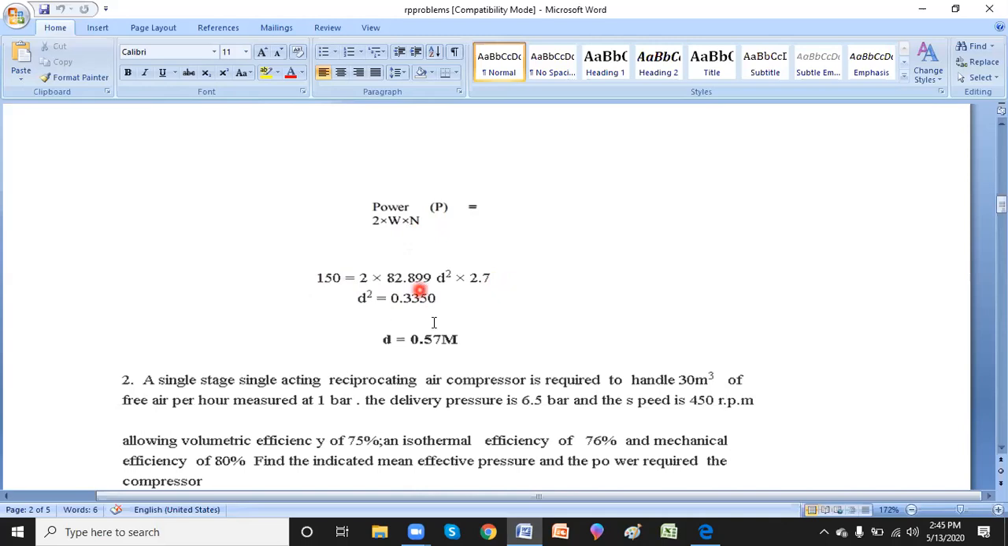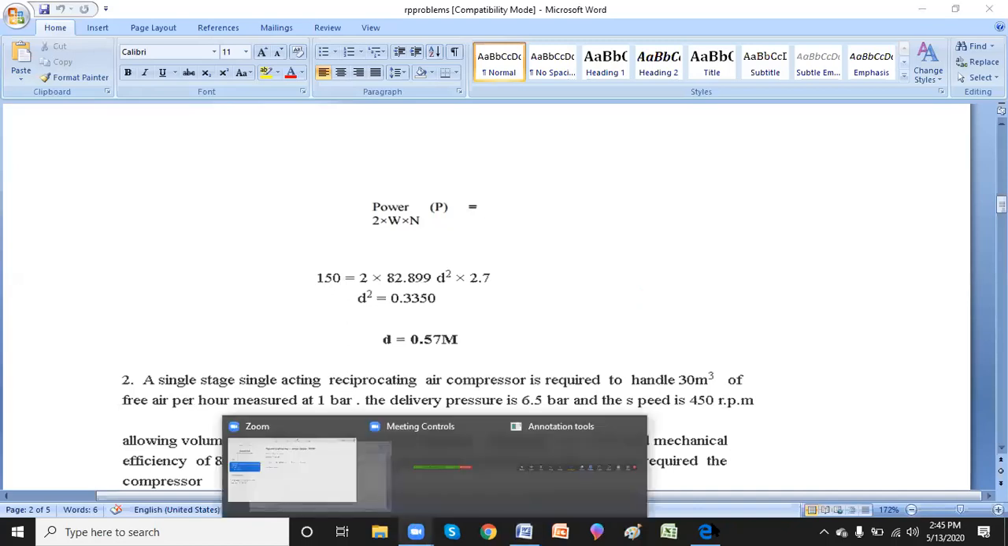Then we'll find out d. So d is nothing but 0.57 meters. 0.57 meters is your cylinder diameter. The stroke length we have already found out. So this is the initial model of a problem based on your reciprocating compressor. Right? Now I'll take one more example. Before I finish off this session, I'll take one more example.